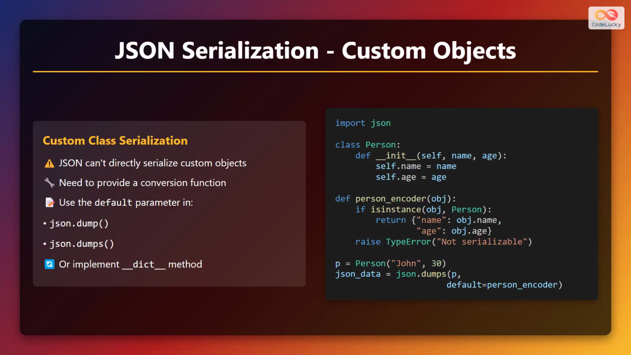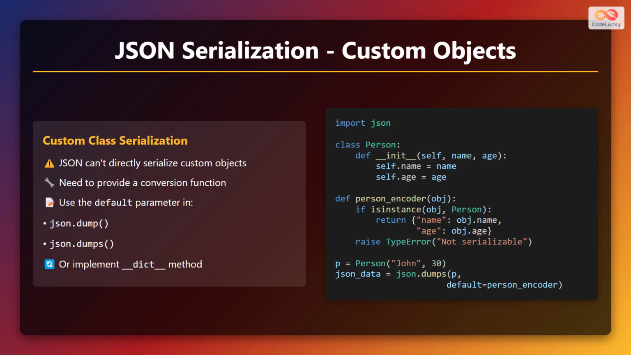Let's explore how to serialize custom Python objects into JSON format. JSON cannot directly serialize custom objects. Therefore, you need to provide a conversion function to convert the custom object into a JSON serializable format, such as a dictionary. You can use the default parameter in json.dump or json.dumps to specify the conversion function. Alternatively, you can implement the __dict__ method in your custom class to define how it should be serialized.